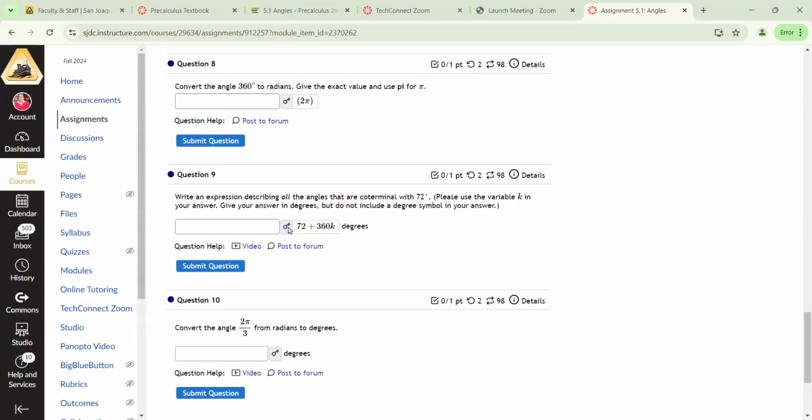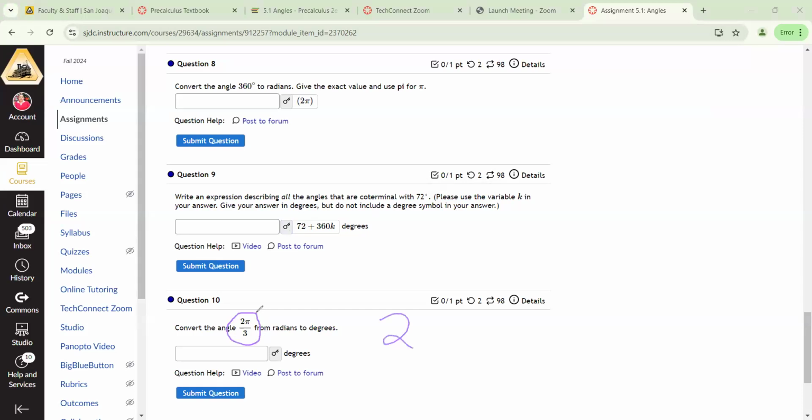It's 360k plus 72. I was writing it the other way, saying 72k, but the meaning of what I was saying was the same, that we can come over and over to that same location because it's a circle of 360. We are taking the rotations. 72 plus 360k.